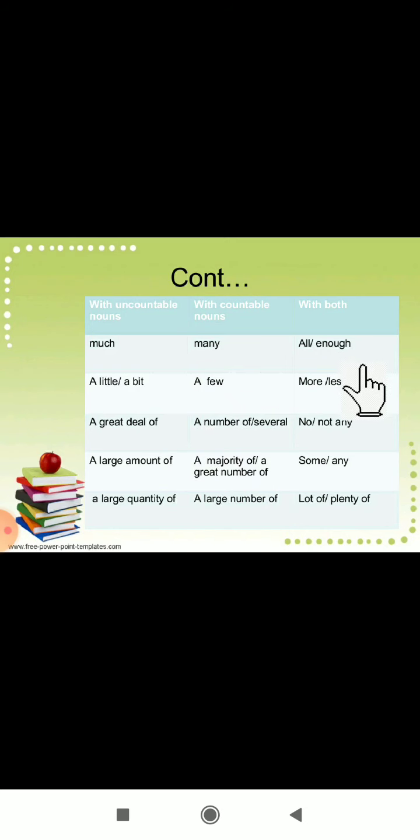And for both countable and uncountable nouns, we use these words: all, enough, more, less, no, not any, some, any, a lot of, or plenty of. Got it? So these are quantifiers, which are determiners.